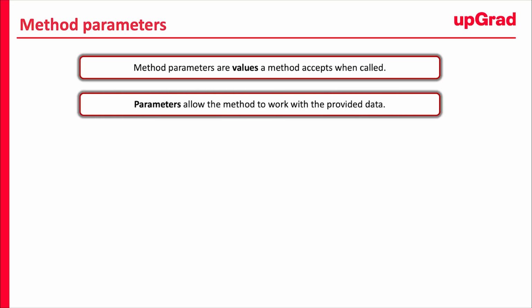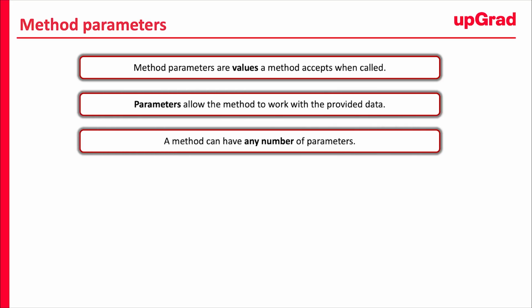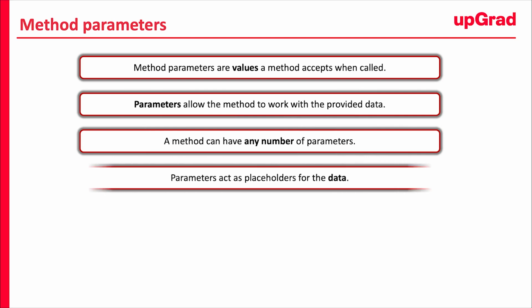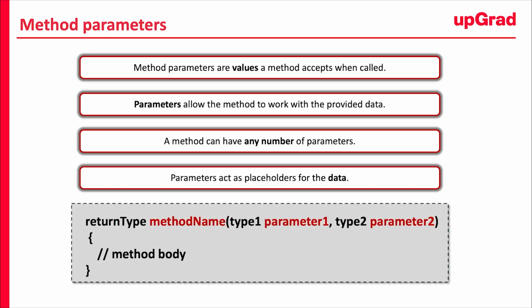Now, a method can have any number of parameters, which means you can pass in as many values as needed for the method to do its job. Each parameter acts like a placeholder for the data that the method will use when it's called. For example, if a method is meant to add two numbers, you would pass those two numbers as parameters to the function. All right, let me explain with the help of an example.